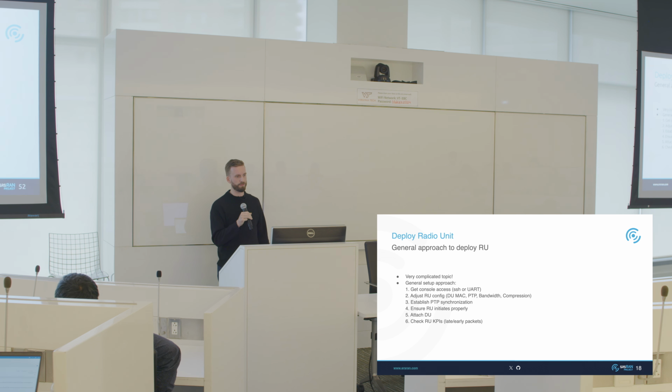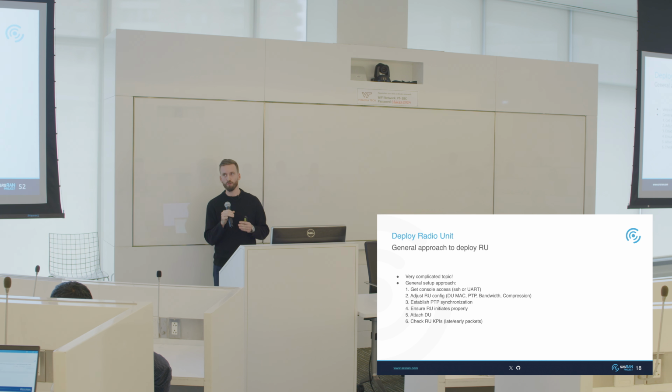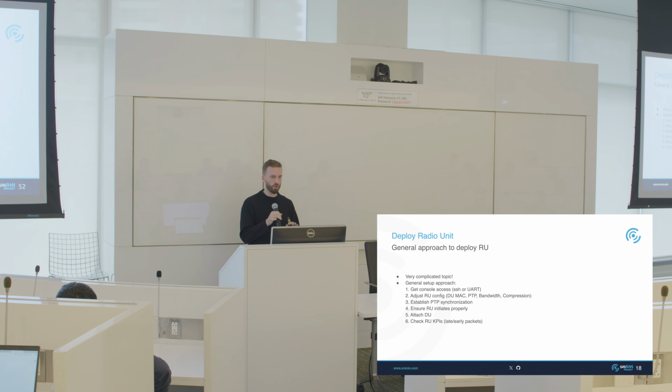After that, you have to make sure that the RU initializes properly. Some vendors or some models do this by themselves. Some others need you to do it manually. After that, I would attach a DU and then monitor the KPIs. It's very important that when you've attached the DU and don't do traffic, you don't see any early or late packets. If this is the case, usually there is something wrong. And if there is something wrong in the beginning, trust me, it's a nightmare to debug this at a later stage. So make sure there are no early or late packets, the KPIs are clean, the traffic is received, and then you can proceed to the next step.